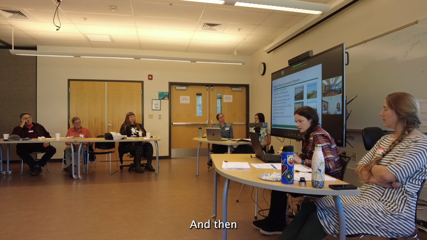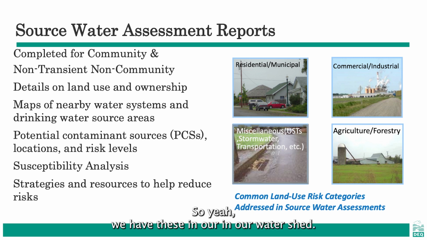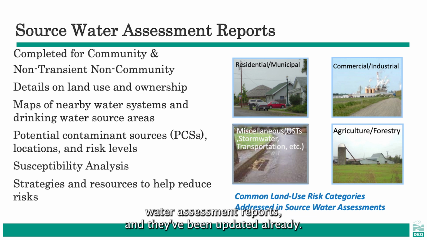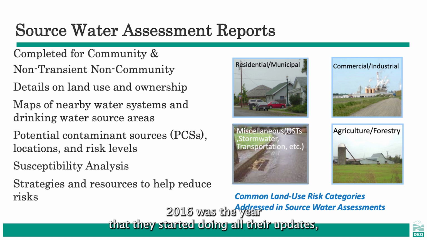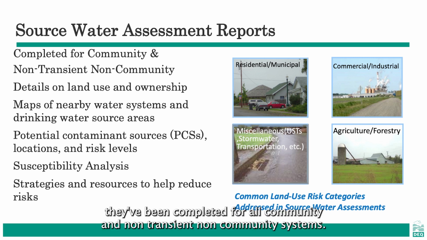So now that we've laid out what a point source type of contamination is and a non-point source, what are some tools? We have these in our watershed. What can I do so that we can help protect drinking water? Well, the Department of Environmental Quality has these source water assessment reports, and they've been updated already. 2016 was the year that they started doing all of their updates, and they've been completed for all community and non-transient, non-community systems.